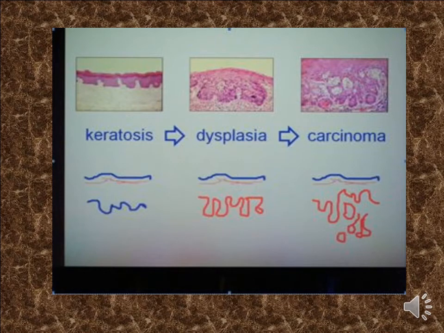This figure shows the histopathology of how carcinoma develops in the oral cavity. We start with increased thickness of the keratin layer leading to keratosis, then abnormal growth in the epithelial layer leading to dysplasia, and when it invades the basal layer, it leads to carcinoma.